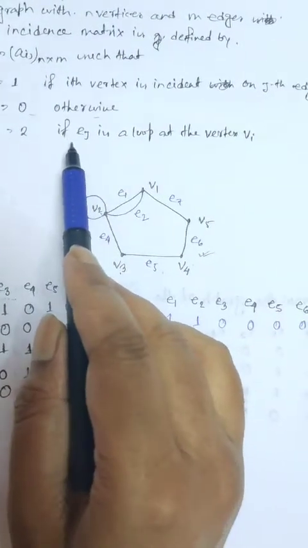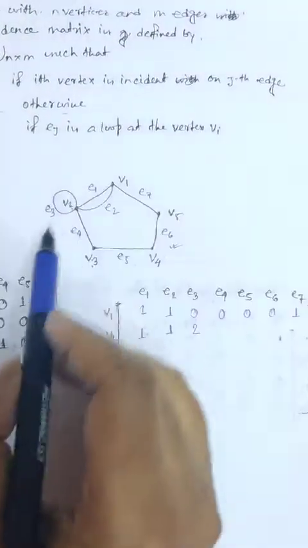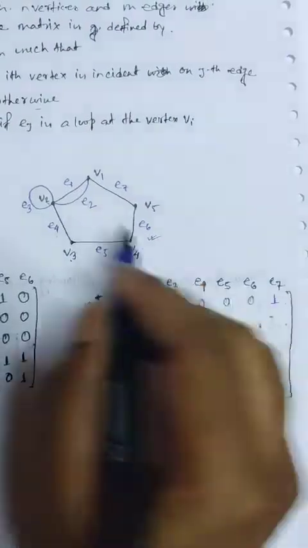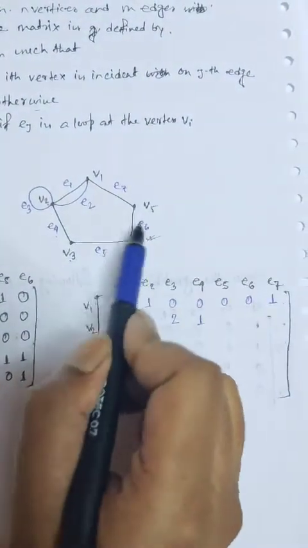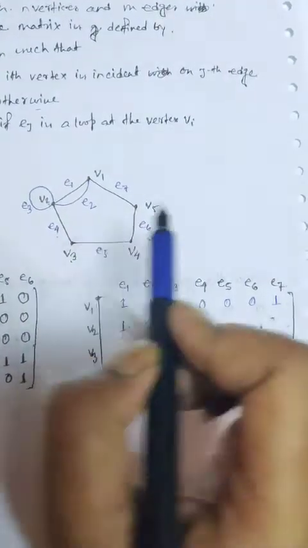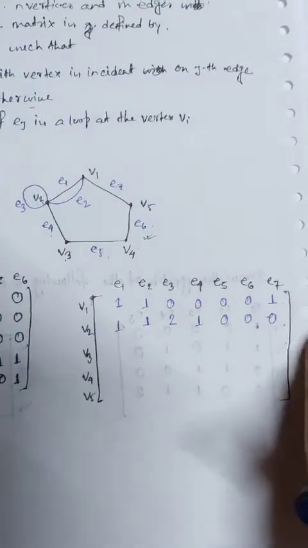See here, they given that if EJ is a loop at the vertex V, so it will be 2. So V2 is adjacent to E4, yes, this is adjacent to E4, 1. V2 is not adjacent to E5, E6 and E7, so here all is a 0.